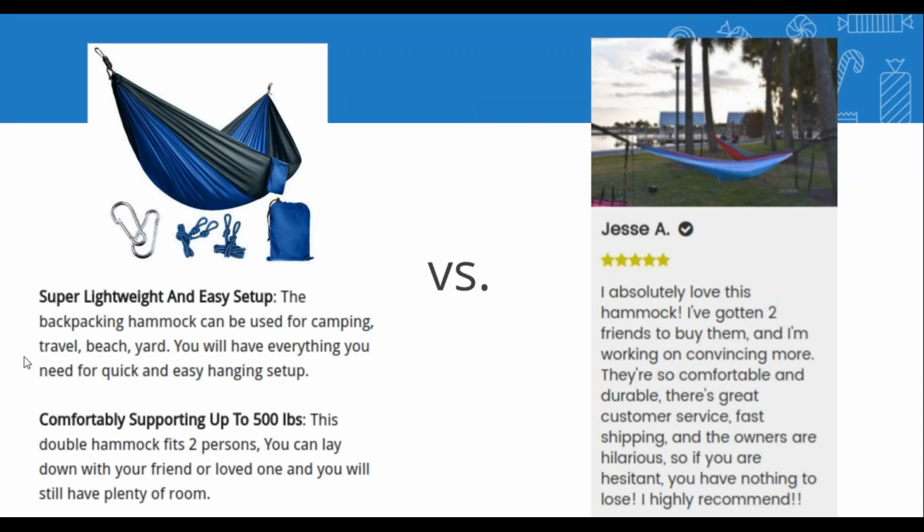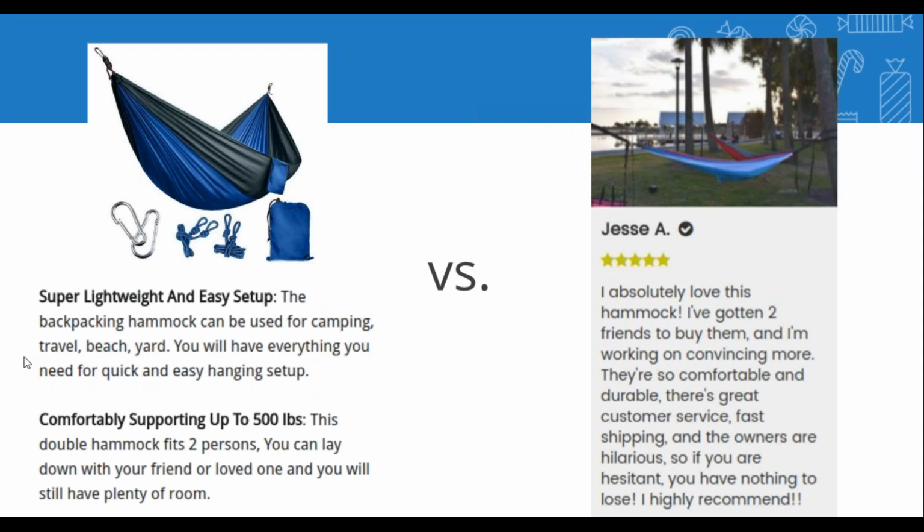Now, I'm going to stop here real quick. He's mentioning 3 things that the product description did not mention, and Jesse thinks they're the actual value proposition of the hammocks. Beyond the fact that it's comfortable and durable, there's great customer service, fast shipping, and the owners are hilarious. You might think that sounds stupid, but it's actually very important. If I'm a potential customer reading this and I see that the owners are hilarious, I understand that the owners are very nice people, so if there's any problem with my order or shipping, I can reach out to them and they'll be able to help me.